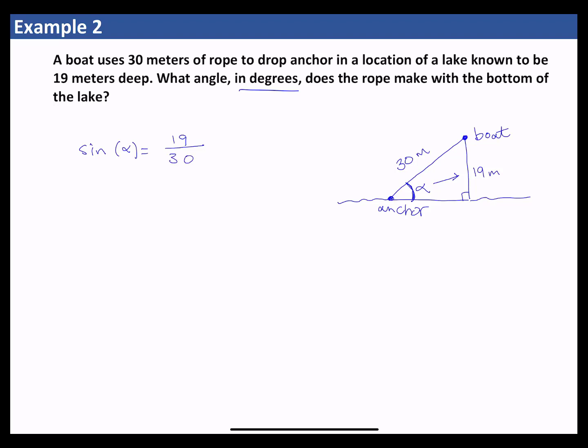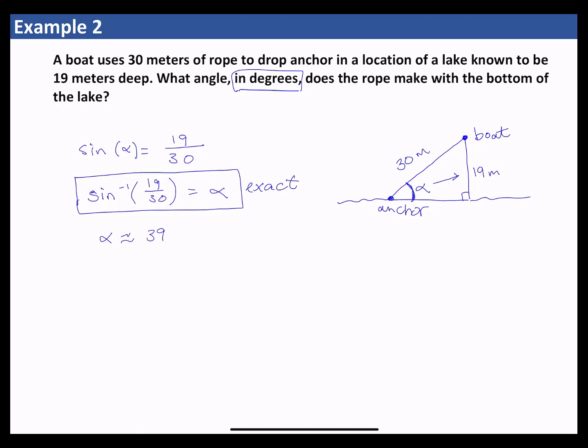And we would use the inverse sine function of 19 over 30 to find alpha. This would be our exact answer. And then using a computational device that is in degree mode, we would find that the angle that the rope makes with the bottom of the lake is approximately 39.296 degrees.